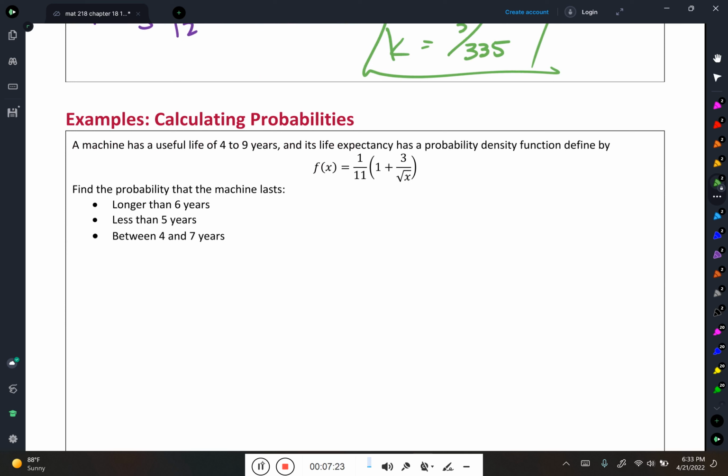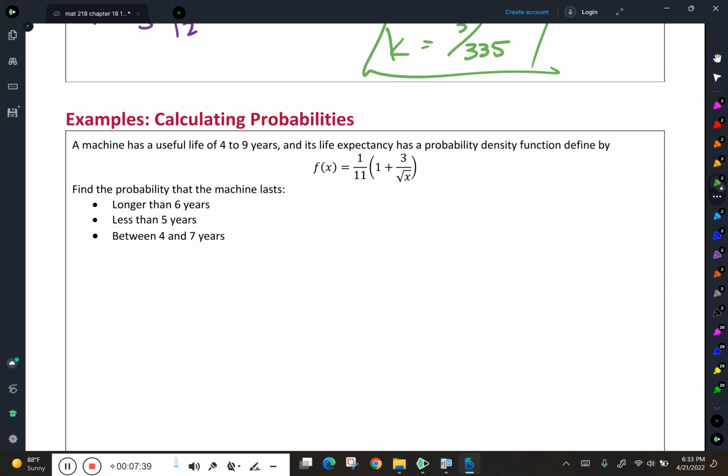A machine has a useful life from 4 to 9 years, and its life expectancy has a probability density function defined by that hot mess right there. Find the probability that the machine lasts longer than 6 years, less than 5 years, between 4 and 7 years. Well, I should be able to do this. I'm pretty good at math.